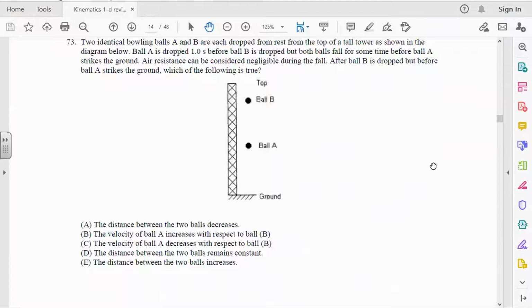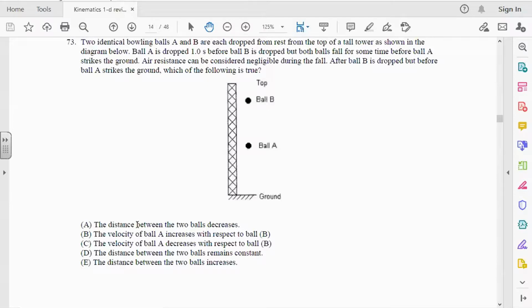All right, so we have two identical bowling balls, A and B, each dropped from rest from the top of a tall tower. Ball A is dropped 1 second before ball B is dropped, but both balls fall for the same time before ball A strikes the ground. Air resistance can be considered negligible during the fall after ball B is dropped before ball A strikes the ground. Which of the following is true? So the distance between the two decreases.